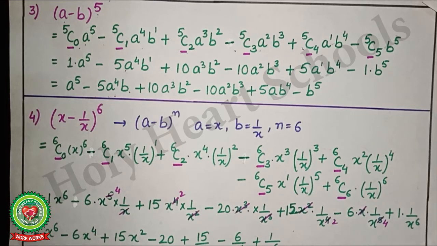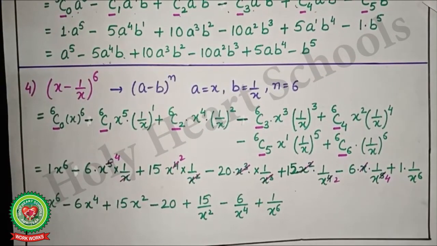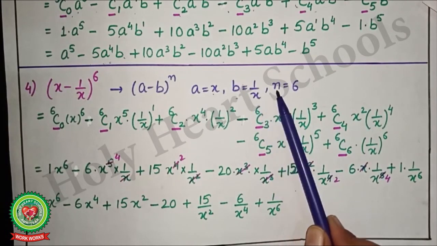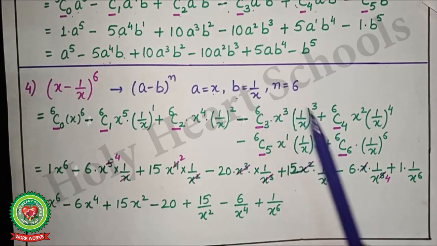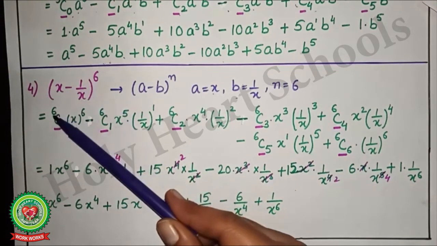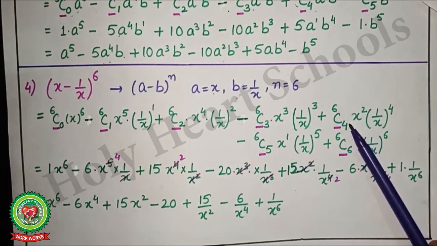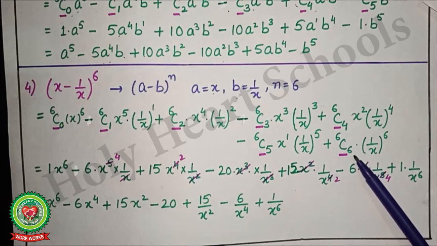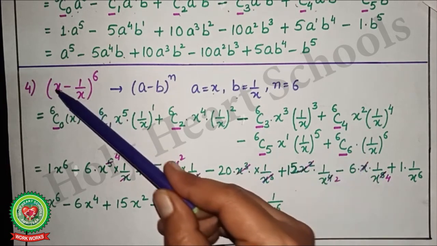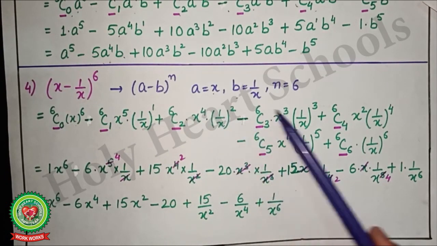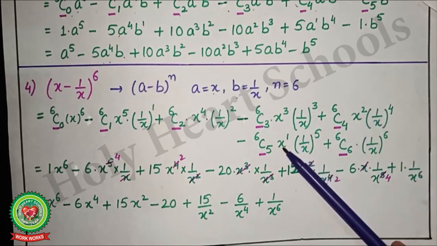Now take one more example, that is (x - 1/x) raised to power 6. Here, when you compare, you will get a equal to x, b equal to 1 upon x and n equal to 6. Firstly, apply the formula. We will start from 6c0, 6c1, 6c2, 6c3, 6c4, 6c5 and 6c6. Then start with the first term, that is x, x raised to power 6, x raised to power 5, x raised to power 4, x raised to power 3, x square, then x raised to power 1 and the last one is x raised to power 0.